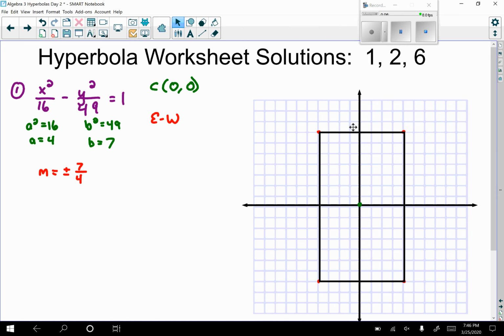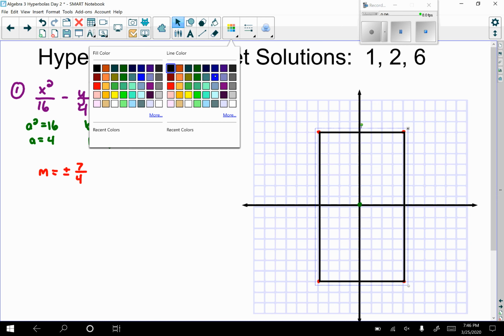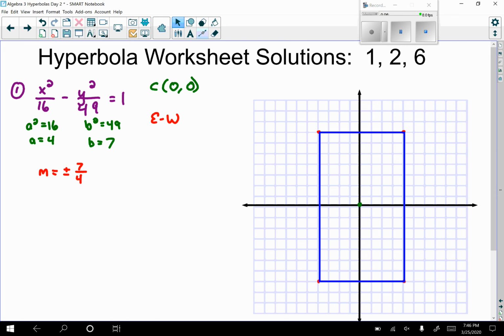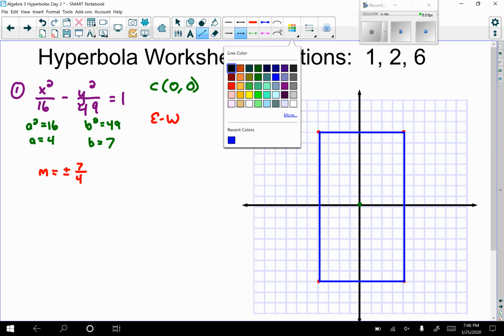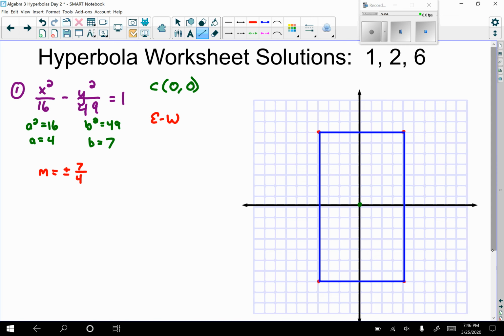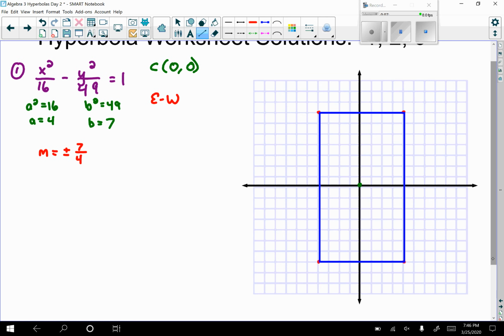So there's my rectangle. And we're going to draw in our asymptotes here. I like to use a dotted line just to separate this here. Let's go ahead and draw this in. And again, make sure you go through the corners of the rectangle here. As best we could draw that.